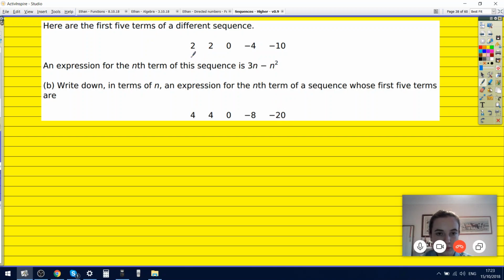Is there any connection? And it's not a linear sequence. Is there any connection you notice between the previous sequence and this sequence? It's just double. It's just double.